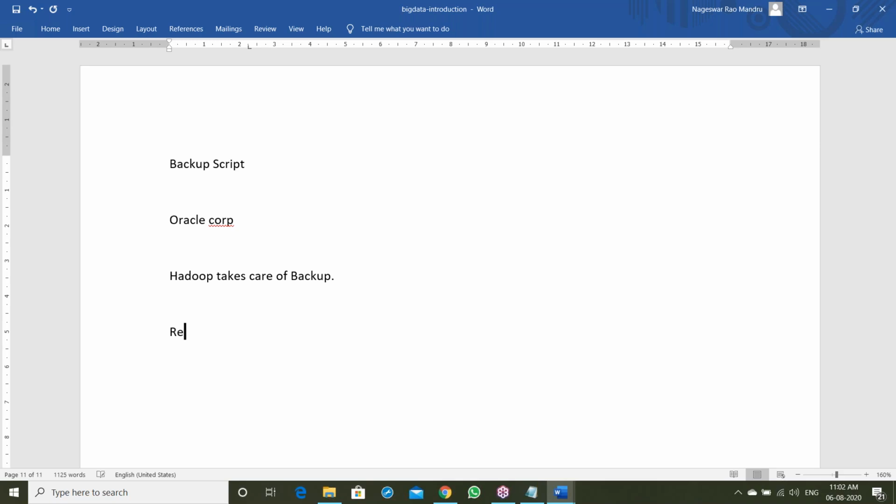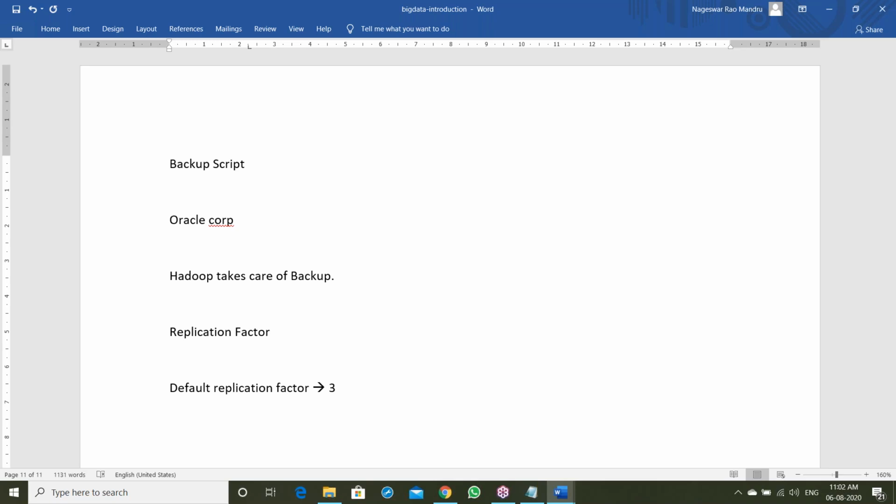Just now we discussed the replica. There is a concept of replication factor. The default replication factor value is 3. By default, 3 copies. So by default, Hadoop will create 3 copies.